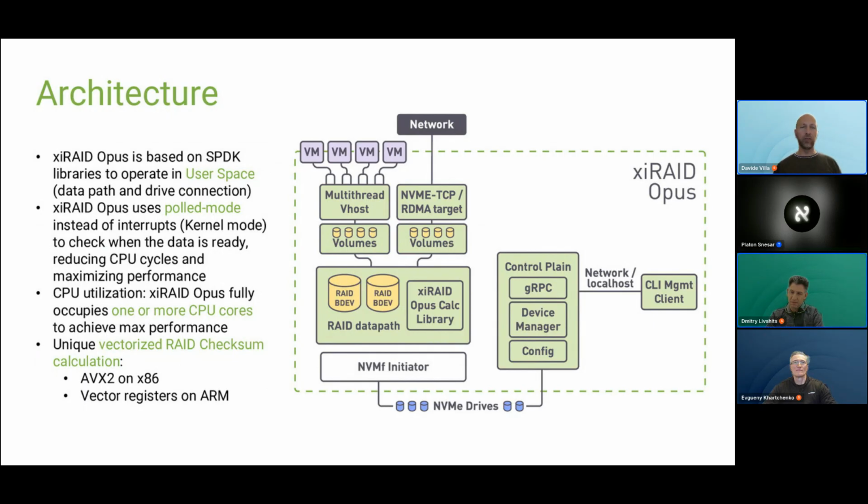The way we use the CPU, we normally select a limited number of CPU cores, and we fully dedicate them to the engine, to Opus. And the secret sauce to achieve high performance stands in the way we do vectorized calculation for the checksums. So when we operate from x86, we use AVX2 technology, which is supported on the eCores version. And when we operate from ARM, we use the vector registers within ARM.